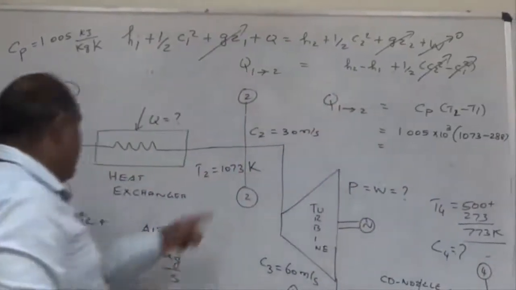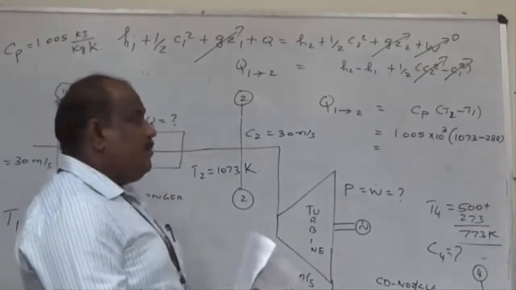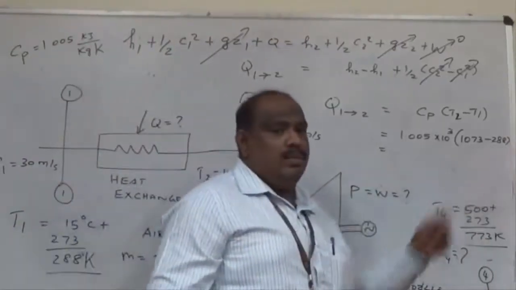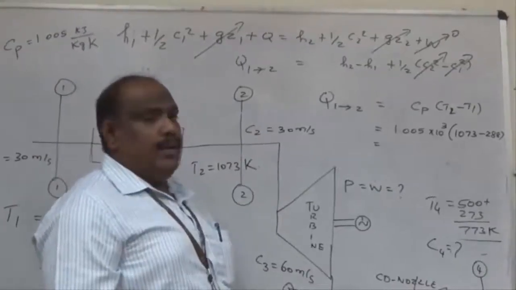So 1073 minus 288 into 1.005. That is about 788,000, or you can tell it as into 10 power 3. Okay, 1073 minus 288 into 1.005.